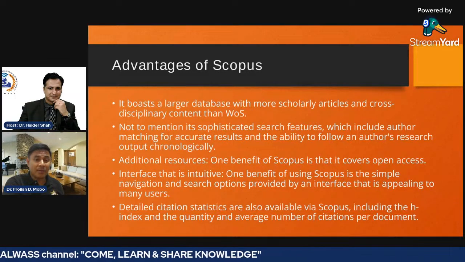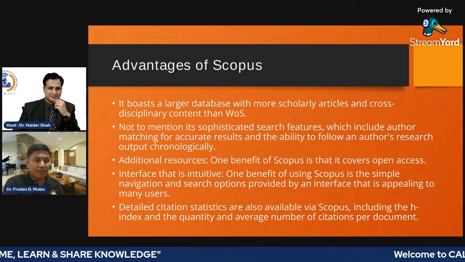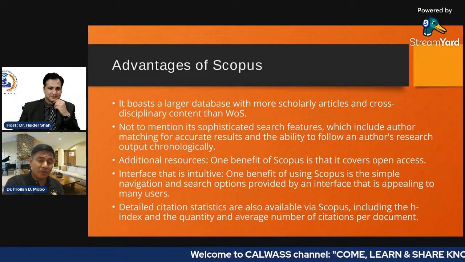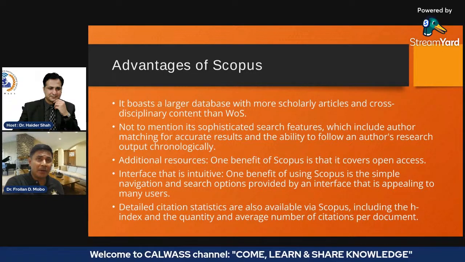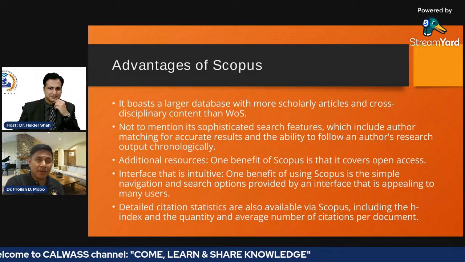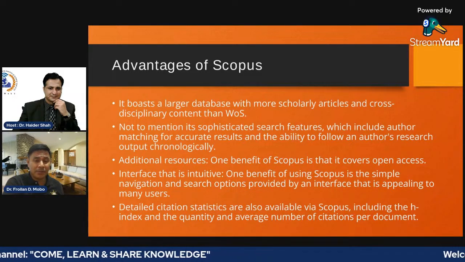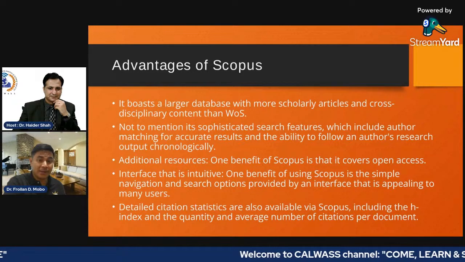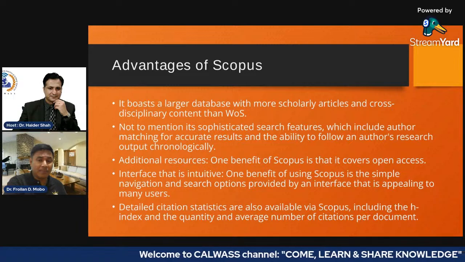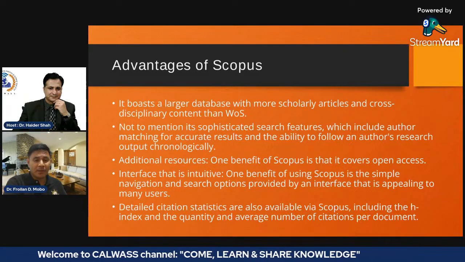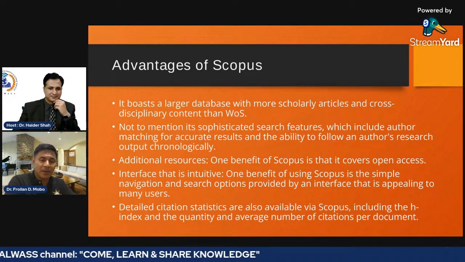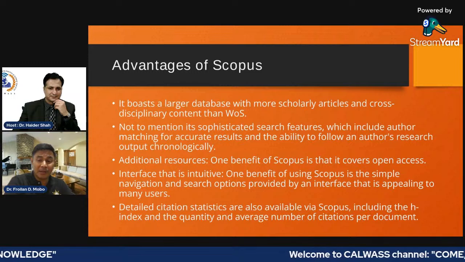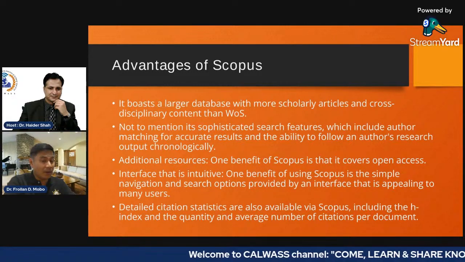So, which means that part of the advantage of Scopus is that it has a huge library which can partner, for example, with other databases which are very well known. For example, we have Science Direct, which is one part of it, and other partners, which are also part of the Scopus. Then, of course, one of the benefits of using Scopus is the interface: you can simply navigate and search options by an interface that is appealing to a lot of scholars.